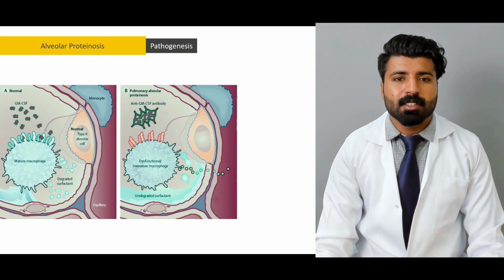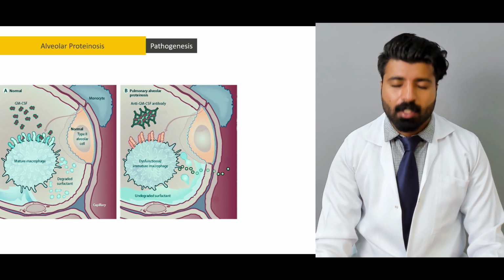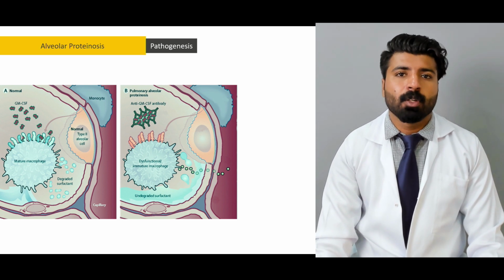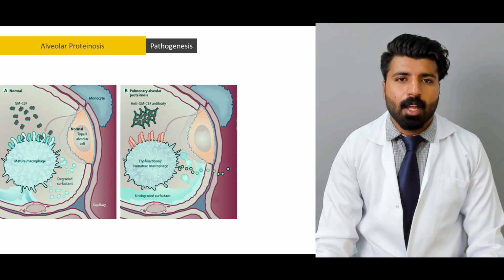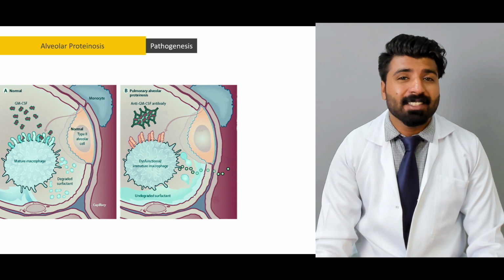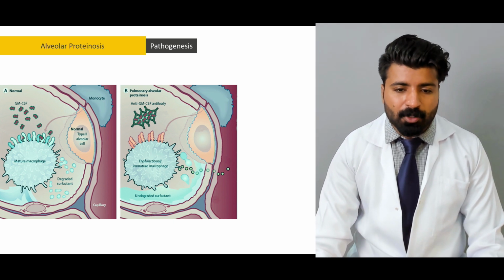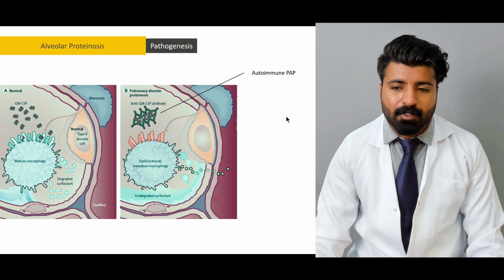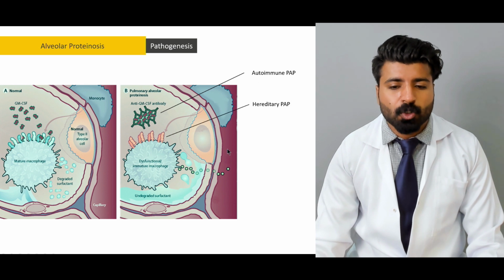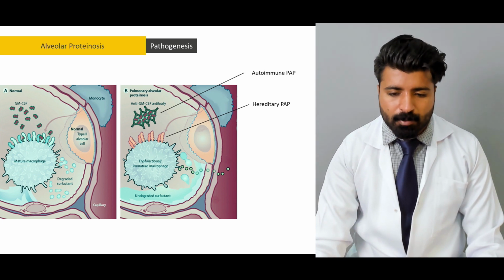Let's talk about its pathogenesis. How does this happen? There are some risk factors which are present, including a patient who smokes, and there are multiple factors, and in this, A, B, C, D proteins also accumulate. So let's talk about the pathogenesis of it. As you can see, there will be autoimmune PAP present, but there is also hereditary PAP present.